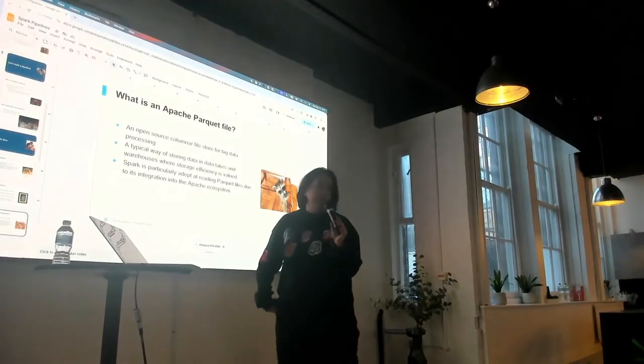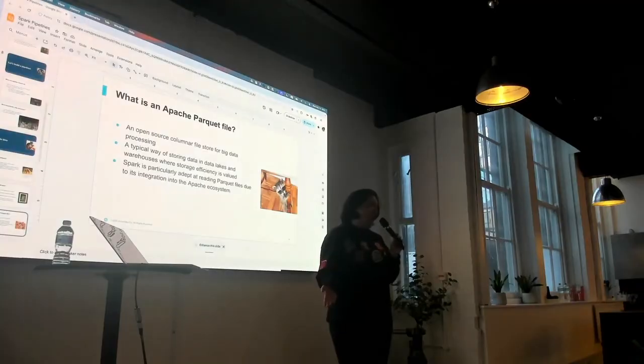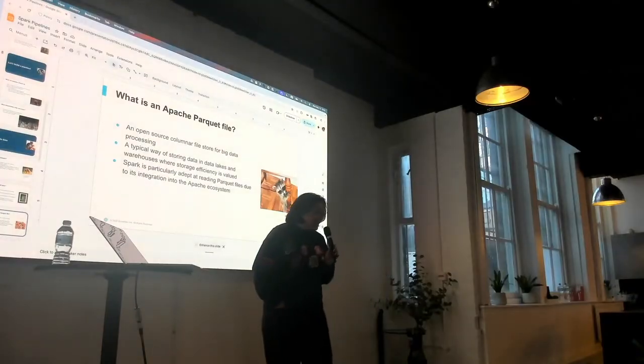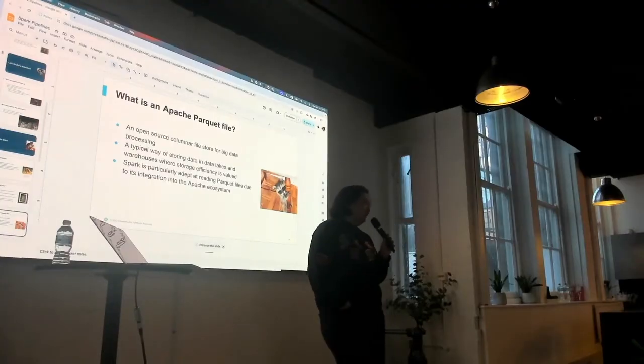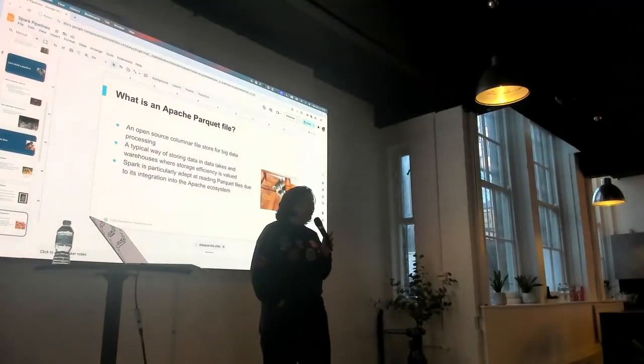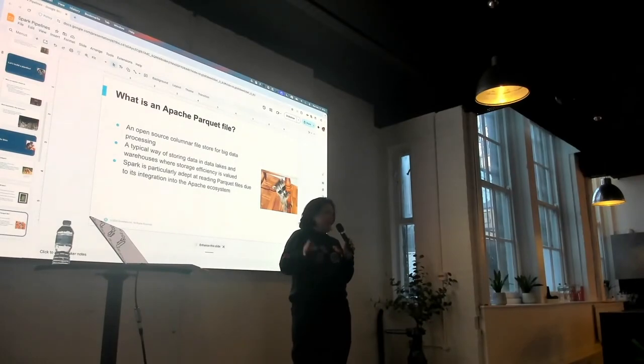We will talk about an Apache Parquet file. So who here knows what an Apache Parquet file is? Okay, we got one. So Apache Parquet is a way of storing large data sets, particularly data sets that have been annotated or otherwise structured, and compressing them, typically for storage on something like an S3 bucket.